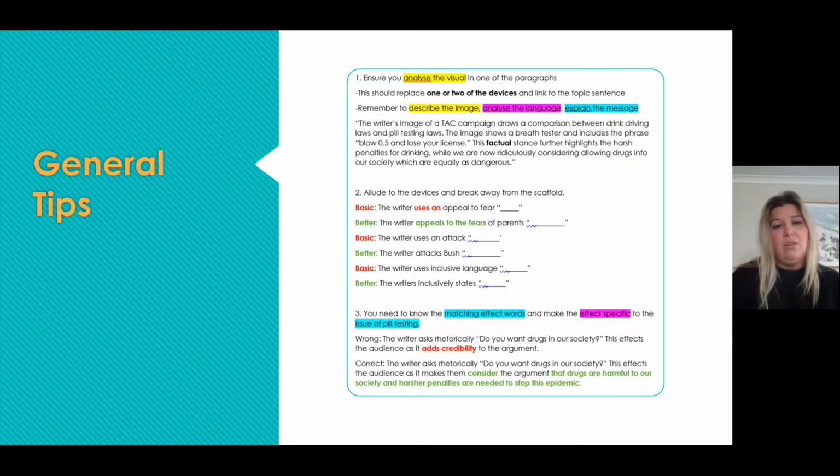So make sure you know the matching effect words and the specific language for the issues that you have been given. Use your past exams to have a look at any general language your teacher may have circled, look at the booklets of language that we've provided, and most importantly, look at your textbook. It is all written in there for you to learn and study.